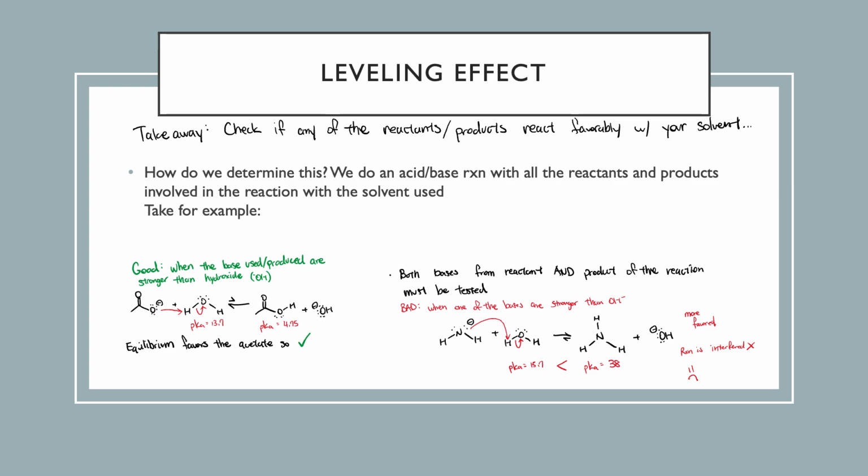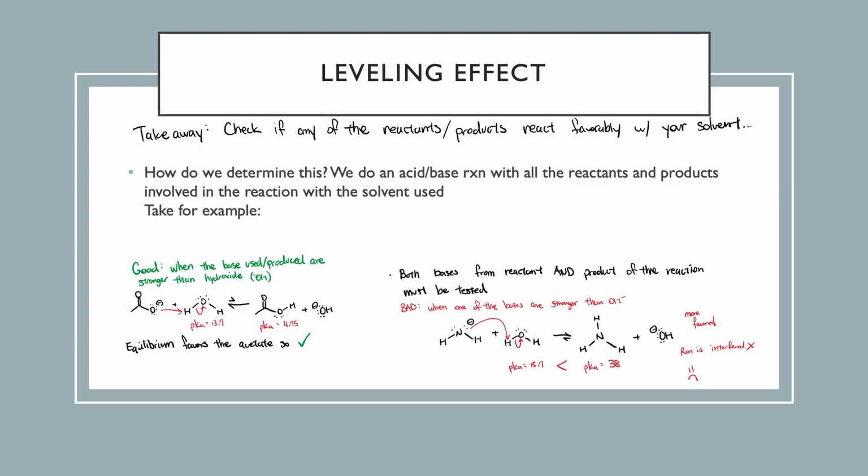Now, a bad example would be using, let's say, sodium amide and water. Sodium amide will act as a base to strip the proton from the water, and it will create ammonia and sodium hydroxide. In this case, when we compare the two acids, we see that ammonia is a lot more stable than water, which makes the reaction favored to the product side, creating a lot of byproducts that we don't want.